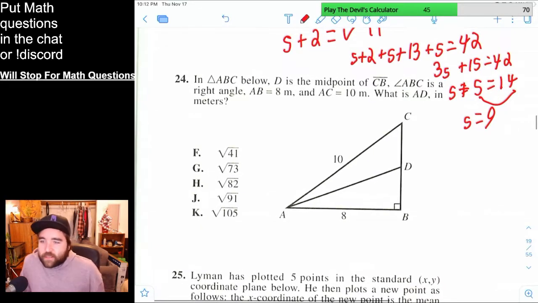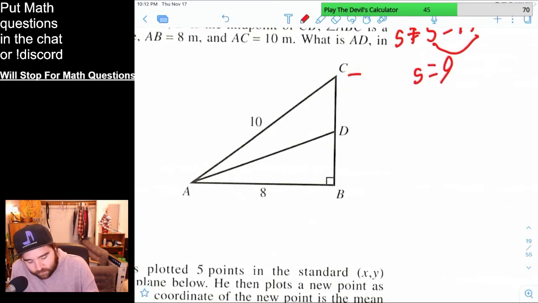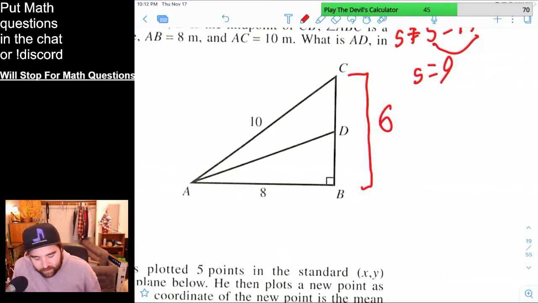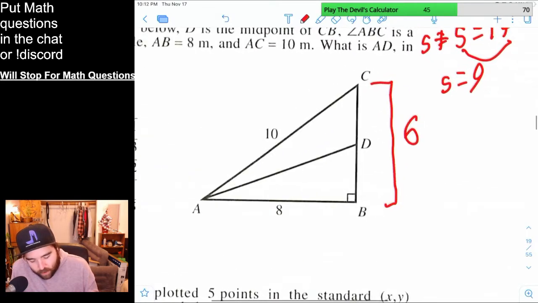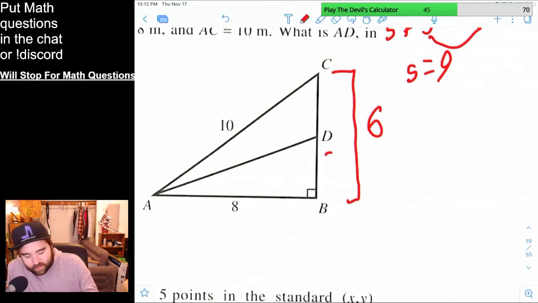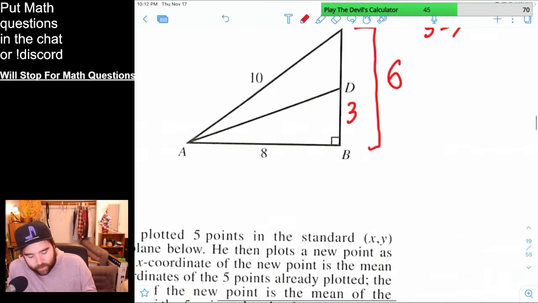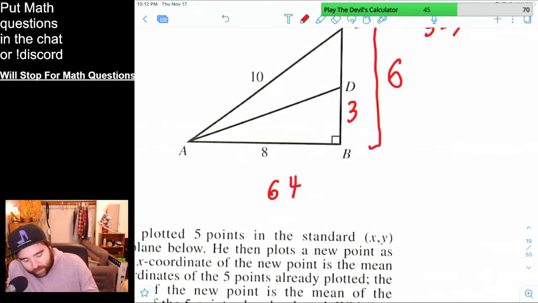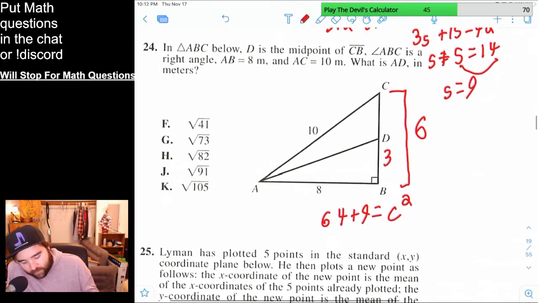All right. ABC below, D is the midpoint of CB, ABC is a right triangle, AB is 8, AC is 10, AD is what? Okay, so let's just put stuff we know. So we know that if the hypotenuse is 10 and that's 8, we know that big side has to be 6. And we know that D is the midpoint. So if D is the midpoint, that splits that, and so that has to be a 3. And then we use Pythagorean theorem. So 8 squared plus 3 squared equals C squared. So 73.